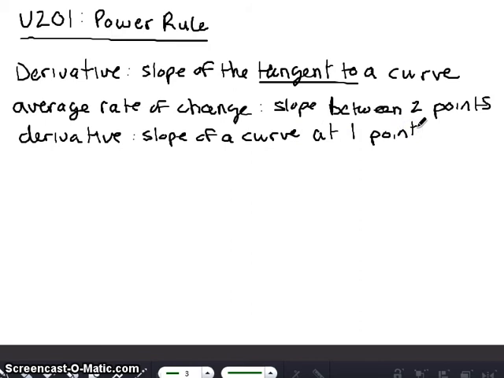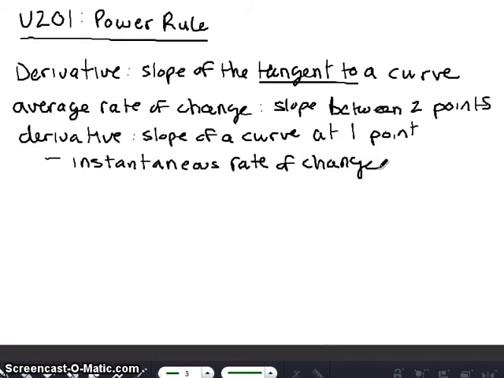So one way that they can ask about a derivative, instead of an average rate of change, they can ask for an instantaneous rate of change. So, derivative is going to be the instantaneous rate of change. It's the slope of the tangent line to the curve. It's the slope of a curve at 1 point. All of these things are going to be the same exact thing.